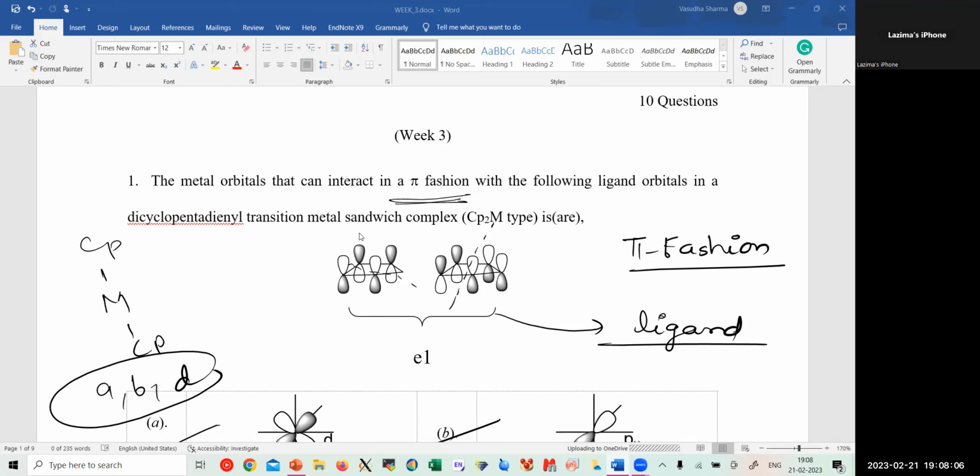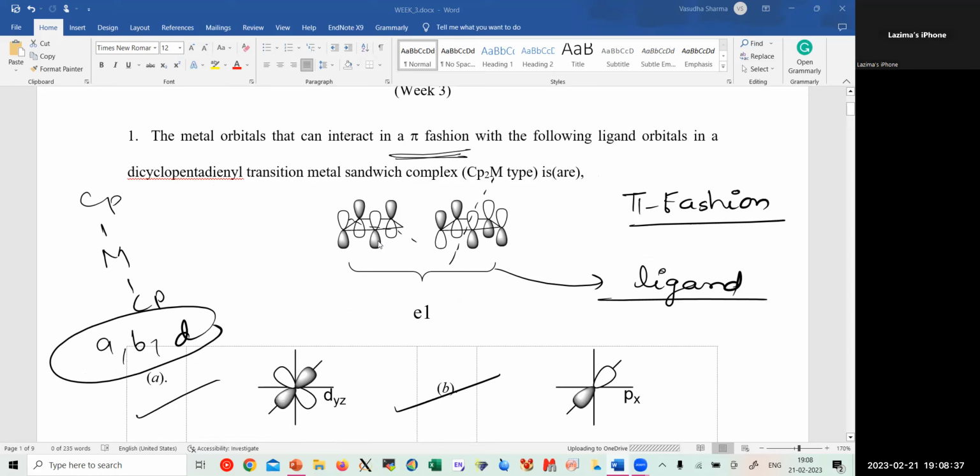In the week 3 assignment, more or less all the questions were about how the orbitals are reacting, which combinations we have to look into in the picture, and how we need to calculate the metal-metal bond order, which is very, very important in case of transition metal complexes. The first question was: if we have metal orbitals interacting with ligand orbitals in pi fashion, you need to find out which are the possible and good combinations to react in a pi fashion with the ligand orbitals.